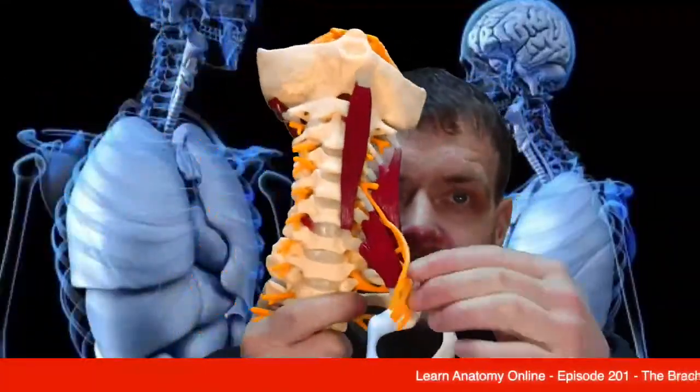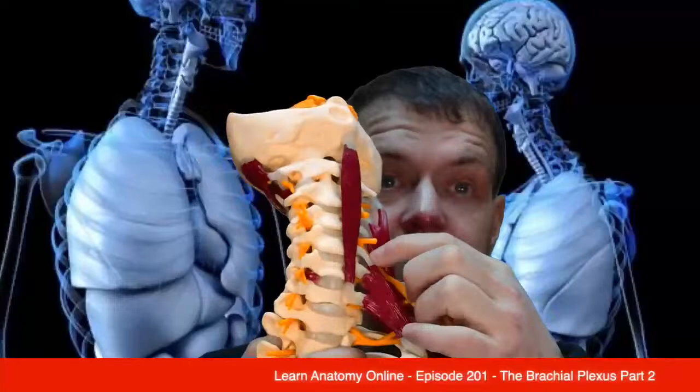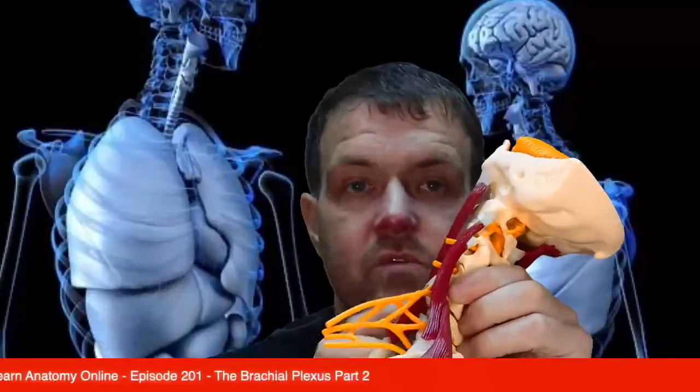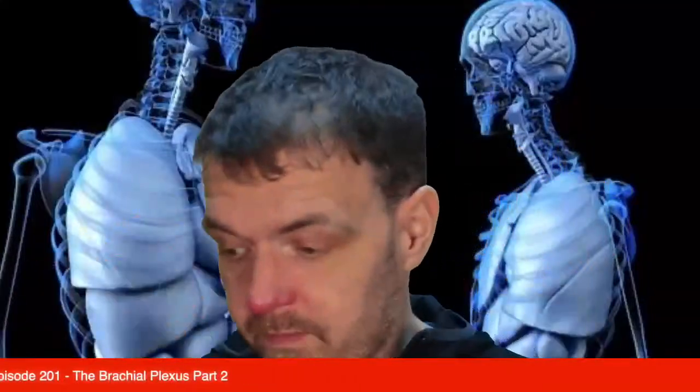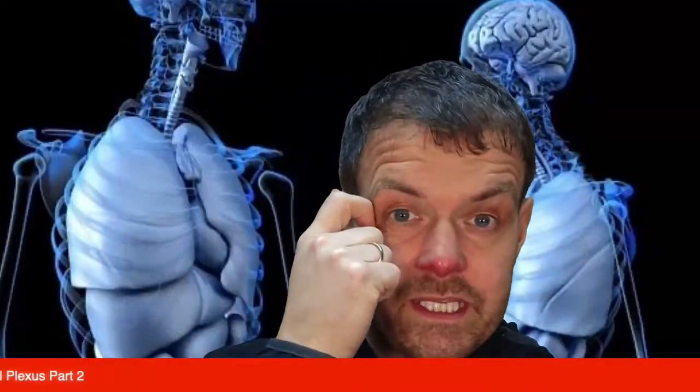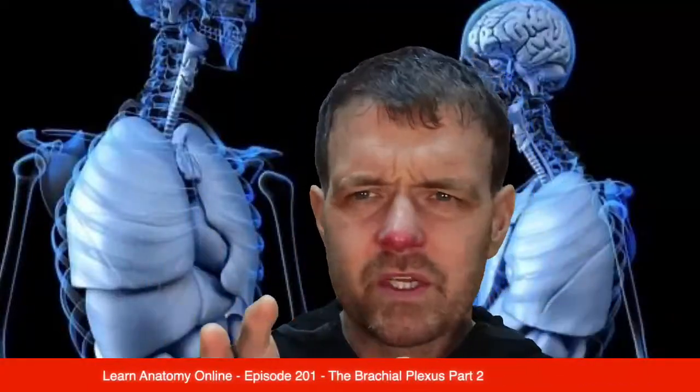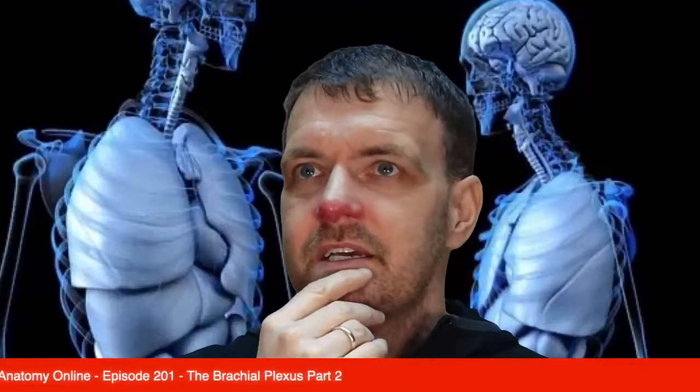So last week we started looking at the brachial plexus and the origin of it. We were looking at the roots where they come out of the cervical spine, and that built on the stuff we did when we looked at the neuroanatomy of the cervicals in previous episodes. So if you want a bit more detail around the neck, then go have a look at those. Hopefully what we did last week should help you.